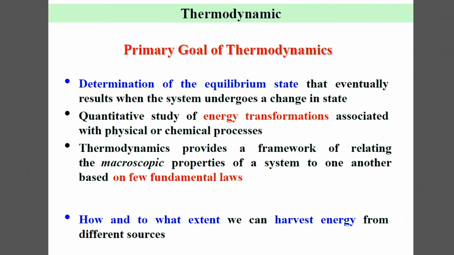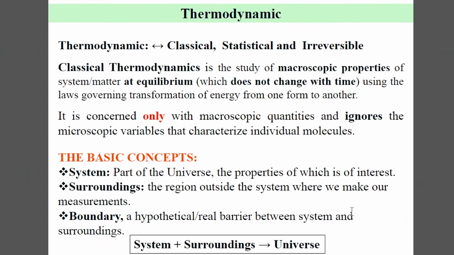And the purpose of studying thermodynamics, why is it so important? It is actually to harvest energy from different sources. It gives us information as to how much and to what extent we can harvest energy from different sources. So thermodynamics is basically divided into three types. One is the classical chemical thermodynamics, one is the statistical one, and the irreversible one. What we are going to discuss today and for the entire syllabus is the classical form of chemical thermodynamics.